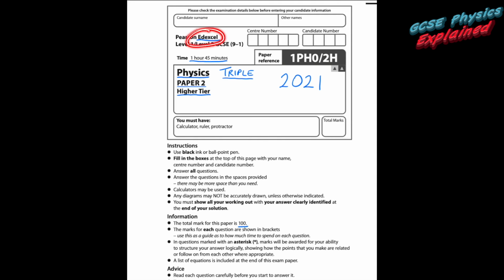Right, I'm going to go over the Edexcel Physics Triple 2021 Paper 2. It's higher tier. You get 1 hour and 45 minutes and it's worth 100 marks.